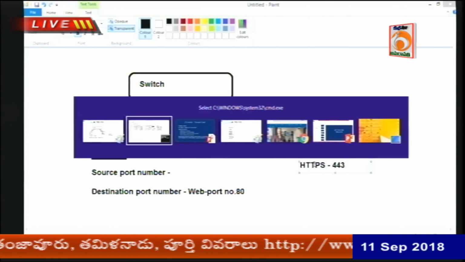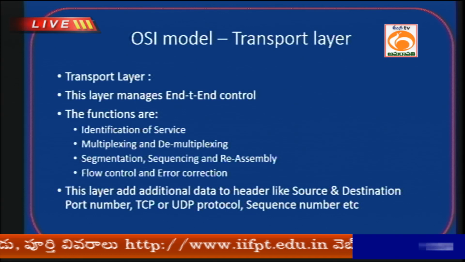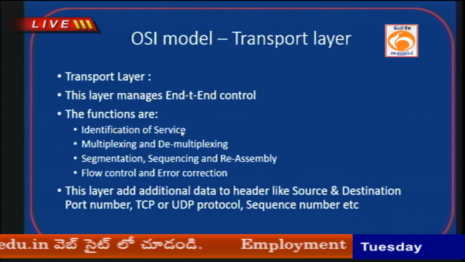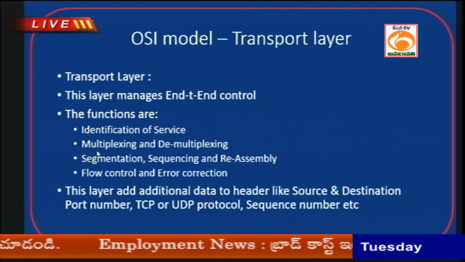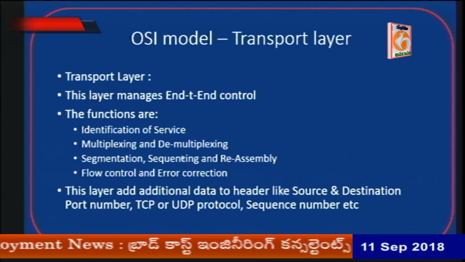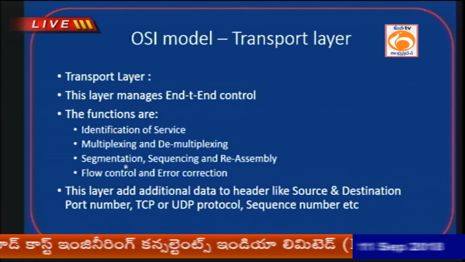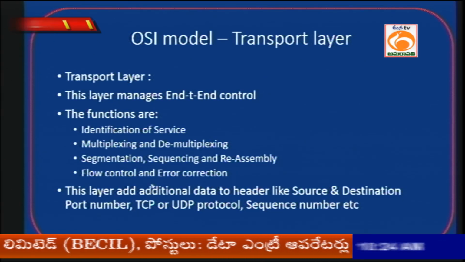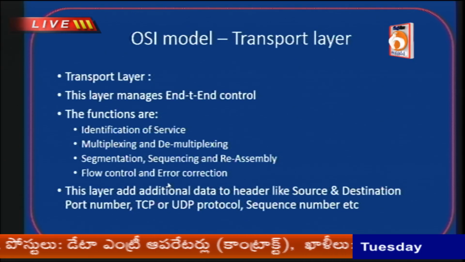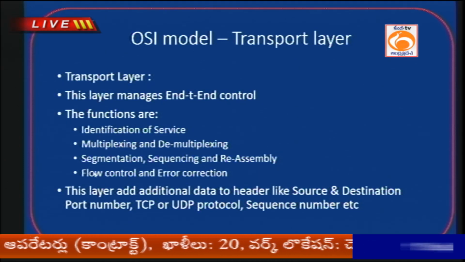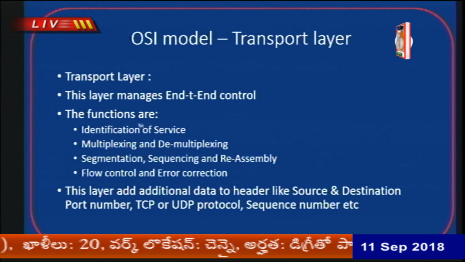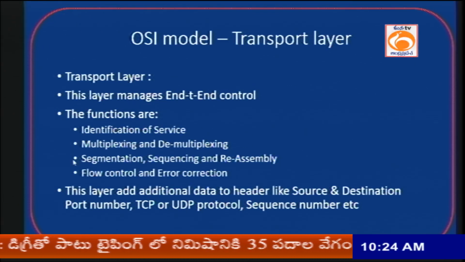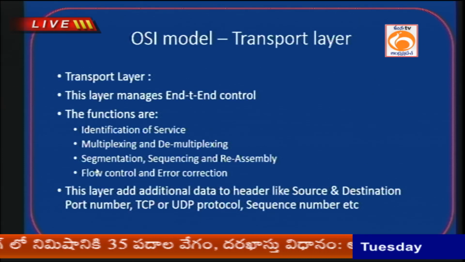So, that is one of the functions of the transport layer. You can see the identification of service is based on port numbers, and then we have other functions like multiplexing and demultiplexing, which I will be discussing, and then segmentation, sequencing and reassembly, and then flow control and error correction. So many functions are performed at this transport layer, and that is one of the reasons why it is called the heart of the OSI layer.